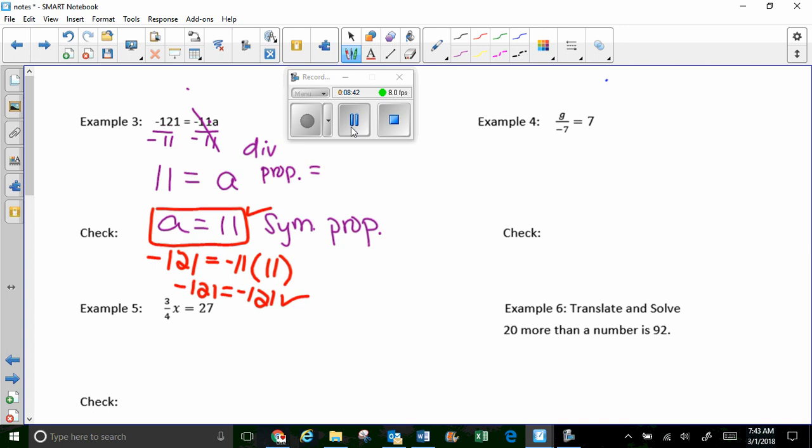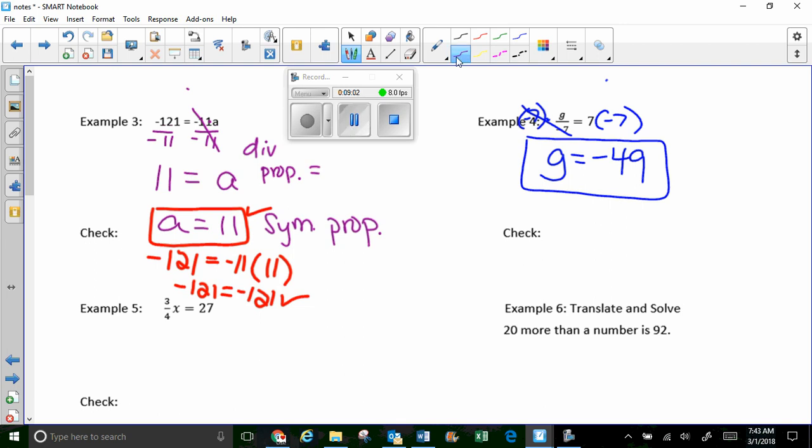So here we've got g divided by negative 7. The opposite of dividing by negative 7, of course, would be to multiply by negative 7. I'm going to do that on both sides, which cancels out the denominator just like I wanted. And on the right, 7 times negative 7 is negative 49.